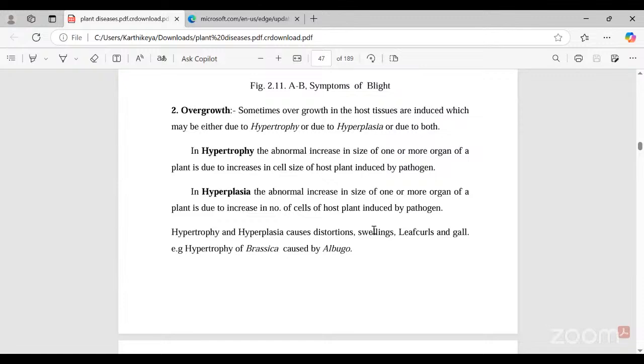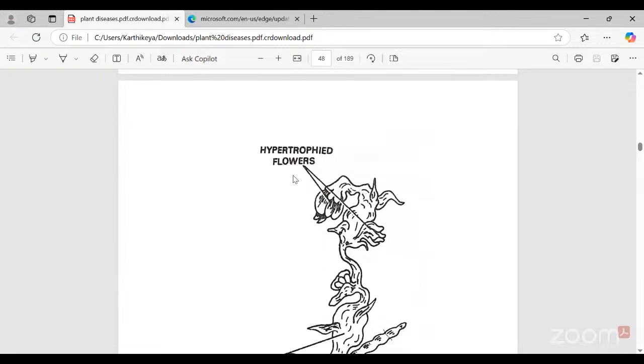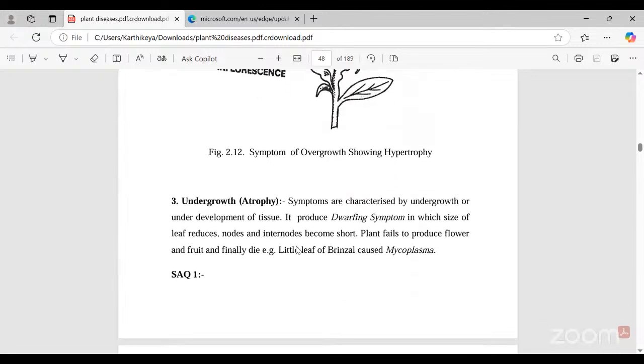Hypertrophy and hyperplasia cause swelling, leaf curls, and galls. For example, hypertrophy of brassica caused by Albugo. This is a hypertrophy caused.